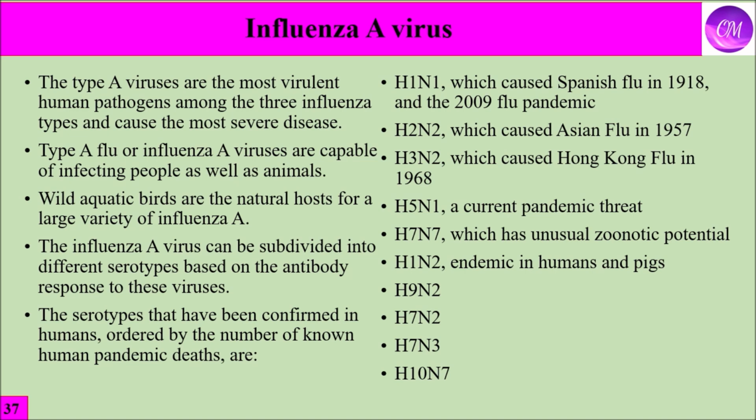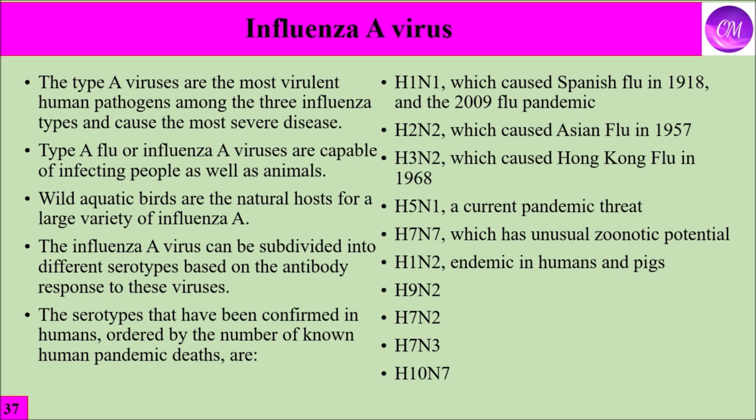The influenza virus A, the type A viruses, are the most virulent human pathogens among the 3 influenza types and cause the most severe disease. Type A flu or influenza A viruses are capable of infecting people as well as animals. Wild aquatic birds are the natural host for a large variety of influenza A. The influenza A virus can be subdivided into different serotypes based on the antibody response to these viruses.